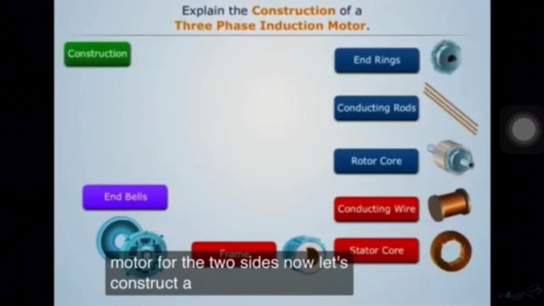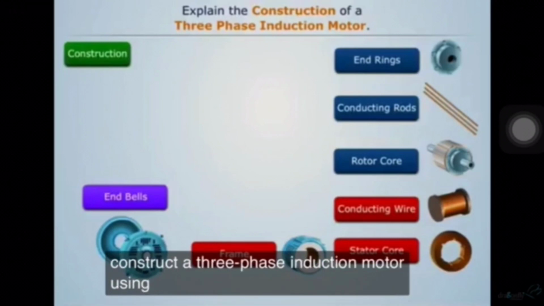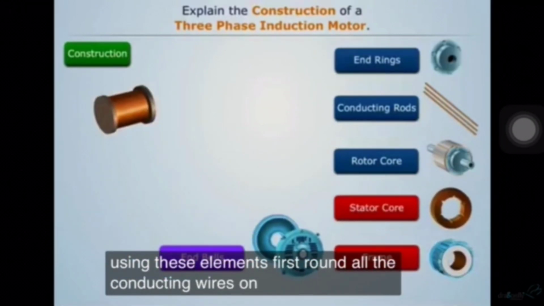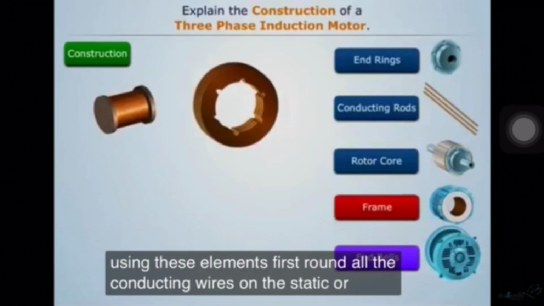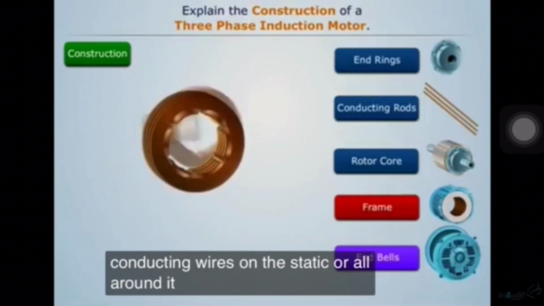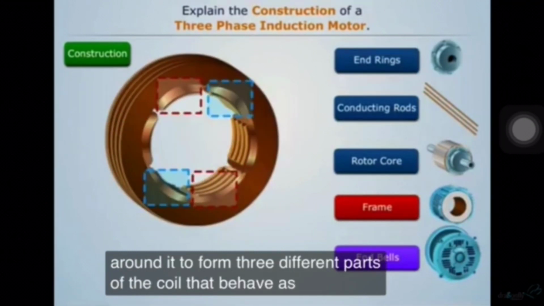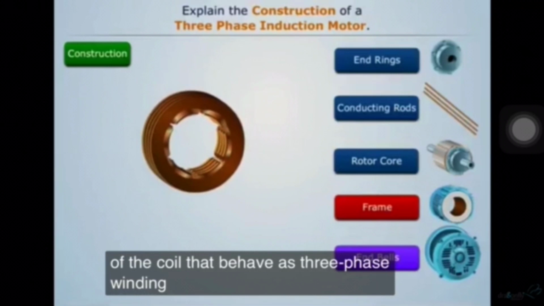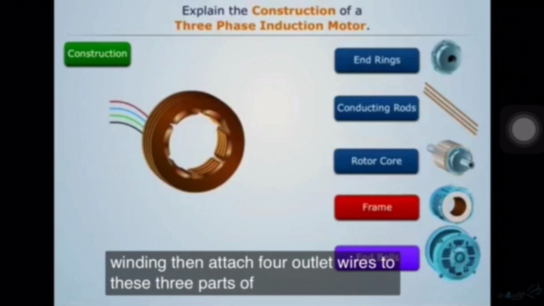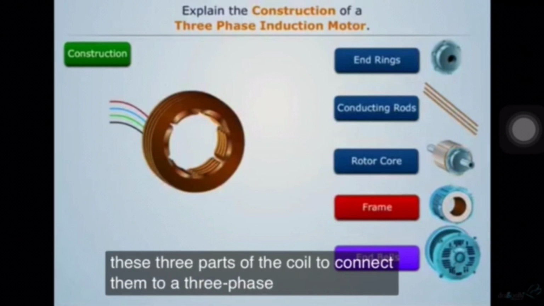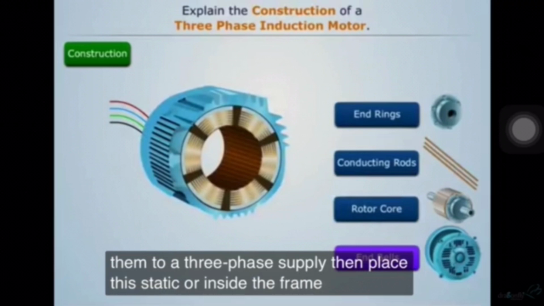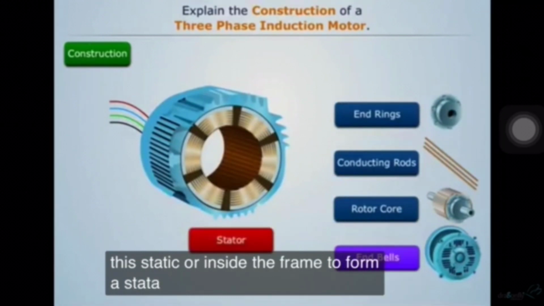Now let's construct a three-phase induction motor using these elements. First, wind the conducting wires all around the stator core to form three different parts of the coil that behave as three-phase winding. Then attach 4 outlet wires to these 3 parts of the coil to connect them to a three-phase supply. Then place this stator core inside the frame to form the stator of the induction motor.